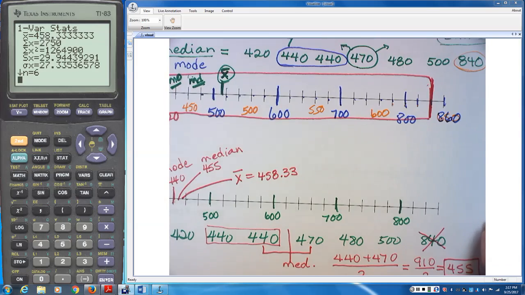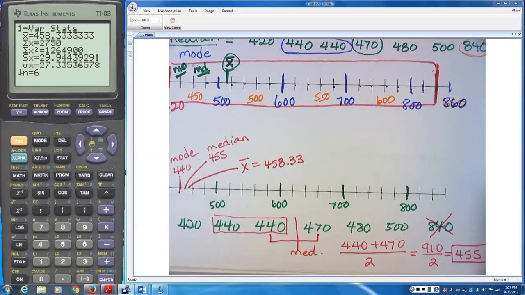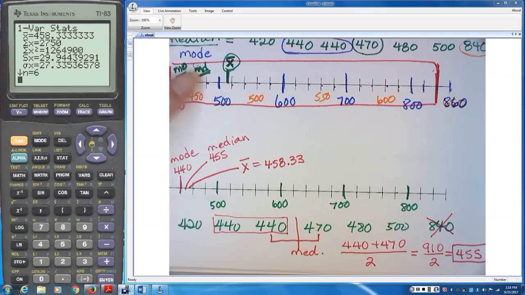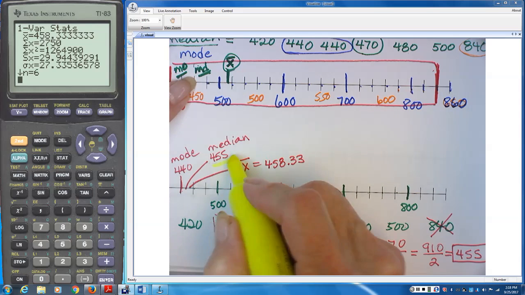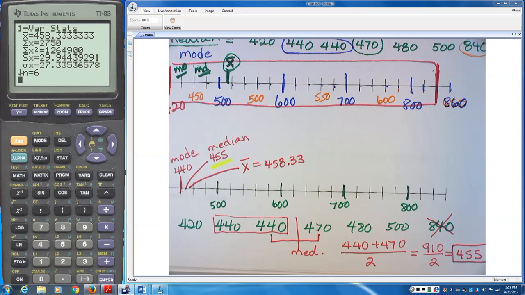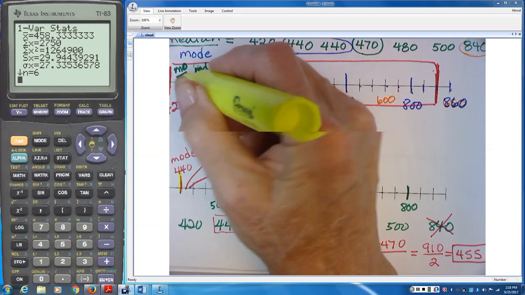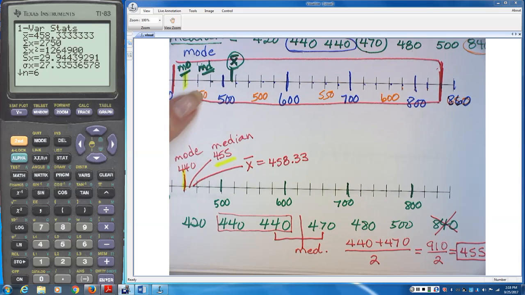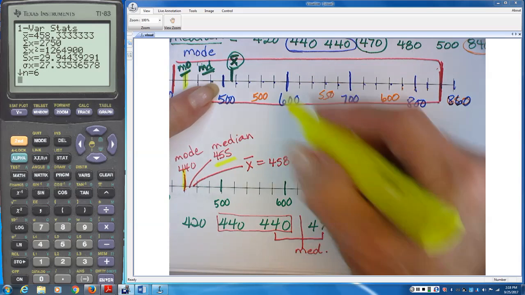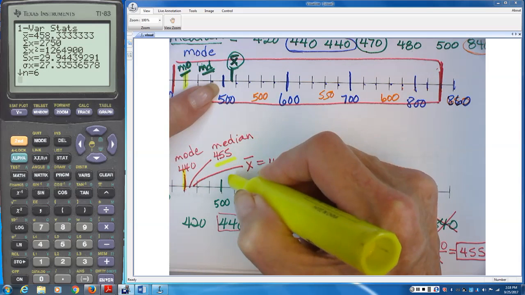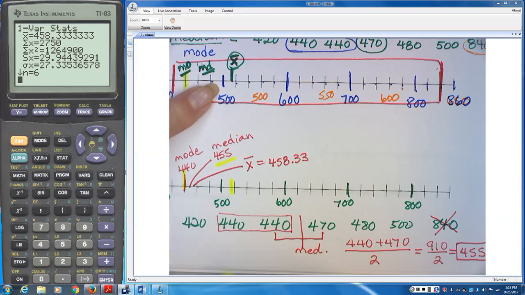Now what I want you to do is to compare. Did the median change? A little bit. Did the mode change? Nope. Right where it was. Did the mean change? Yes. A lot. Because remember, it was up here. Now it's down here.